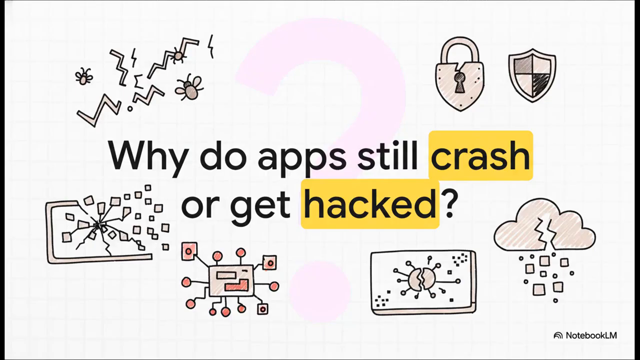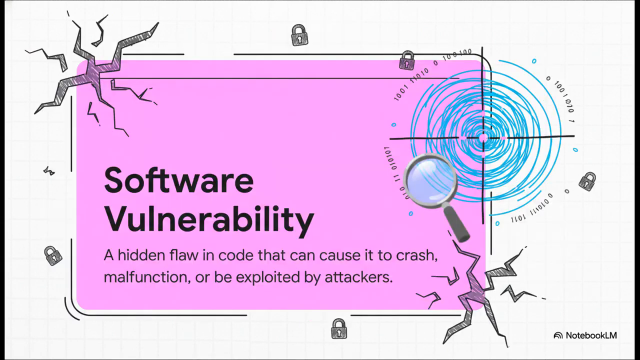I mean, it's a question we've all asked, right? You're right in the middle of something important, and then, bam, your favorite app just crashes. Or you wake up and hear about yet another massive data breach. It almost always comes down to these tiny, hidden mistakes buried deep in the code. And those little mistakes, well, they have a name: software vulnerabilities.